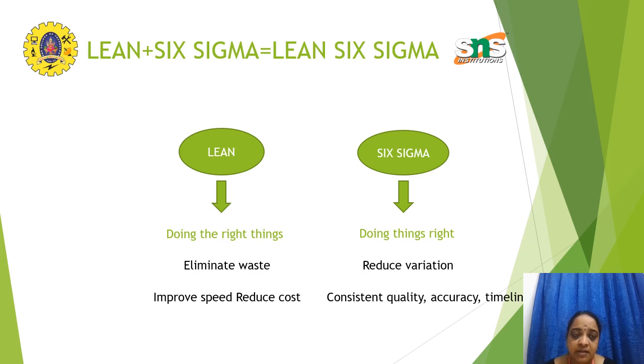So lean plus Six Sigma is known as Lean Six Sigma. How are these two related with each other? Lean is doing the right things. Six Sigma is doing things right, which means lean is completely concentrating on elimination of waste, and Six Sigma is completely concentrating on reducing the variations. All the processes inside the industry should be uniform. Lean improves the speed and reduces cost, and Six Sigma consistently maintains the quality, accuracy, and timeline.